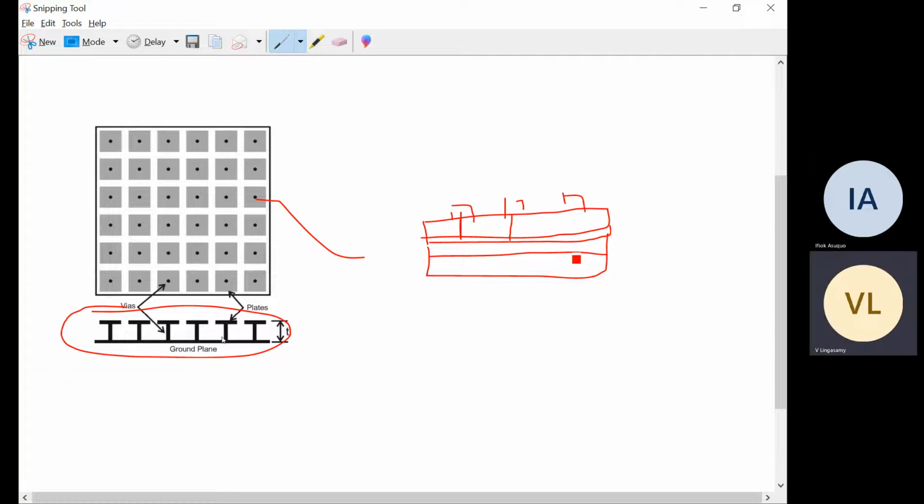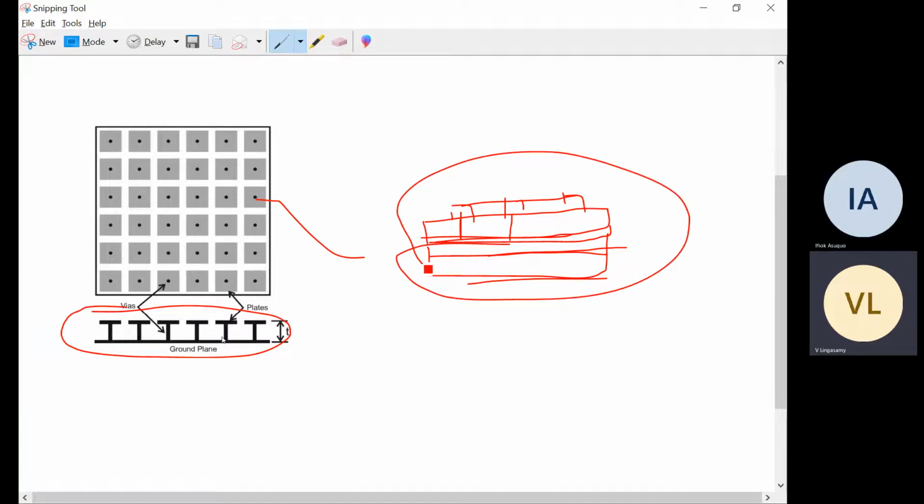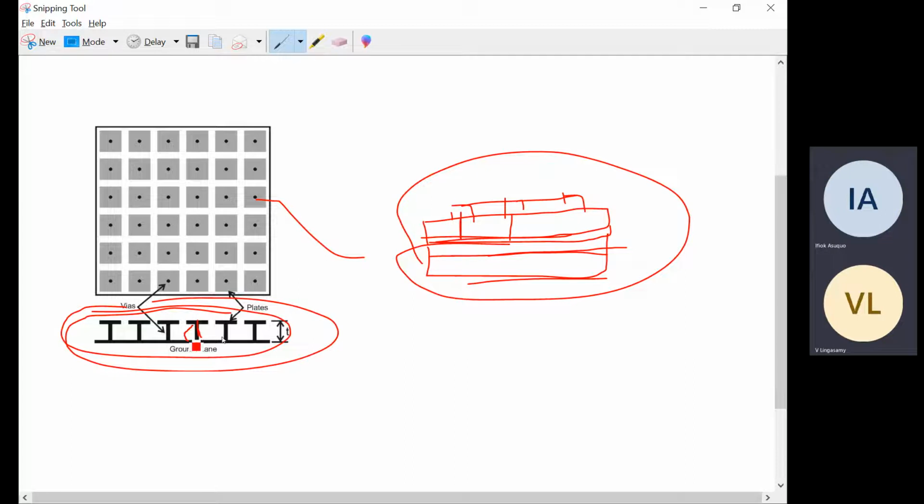So three metal layers: one is this one, and the ground plane, then again you have the biasing. That's what it is showing here. So the antenna itself is only this, with the ground plane. Then you have vias through which you connect the varactor diodes and other components. Then you have patches. This is how it is done.